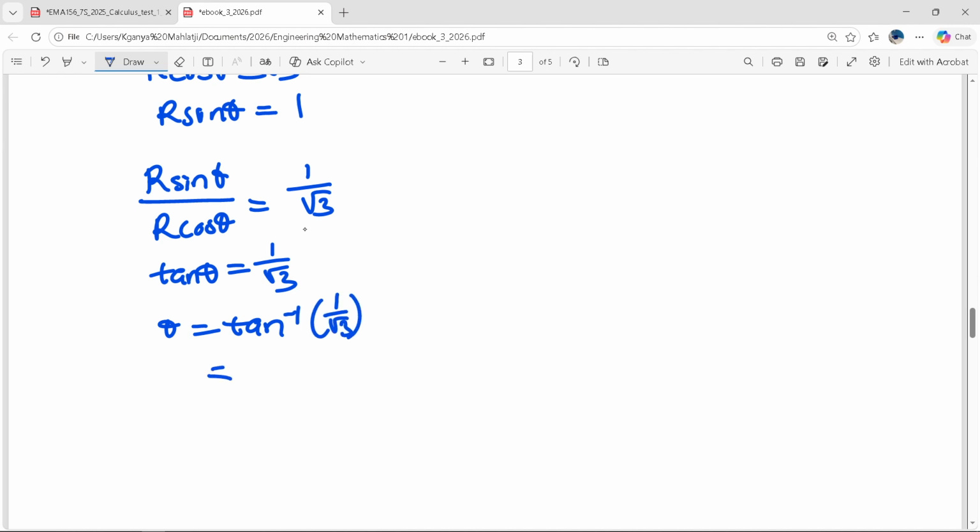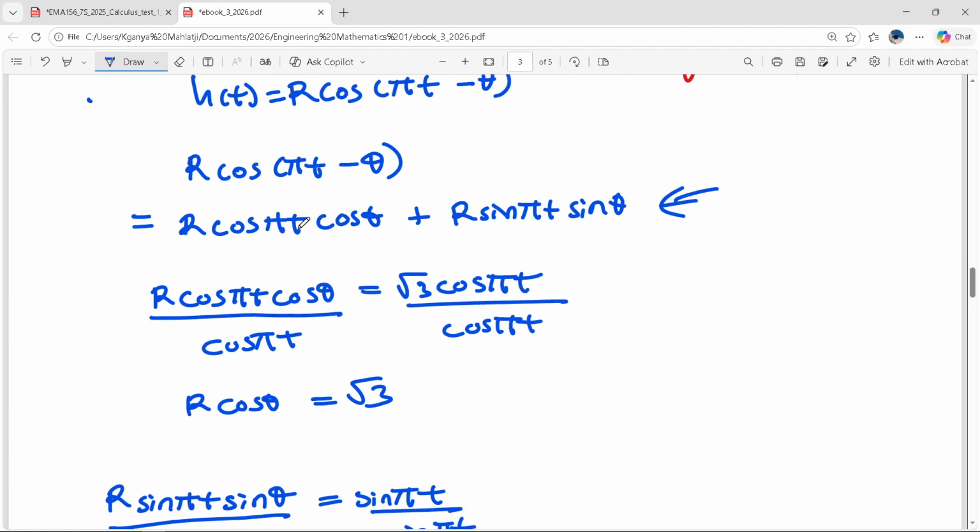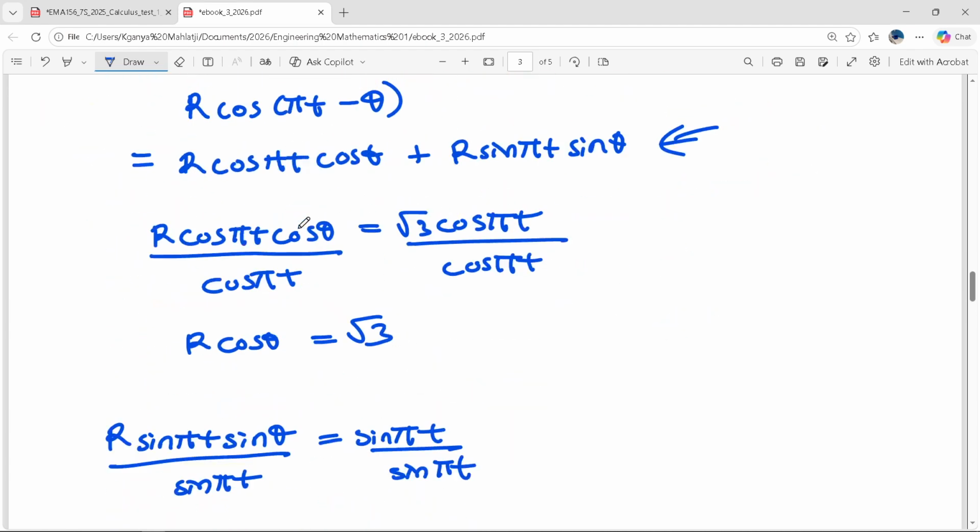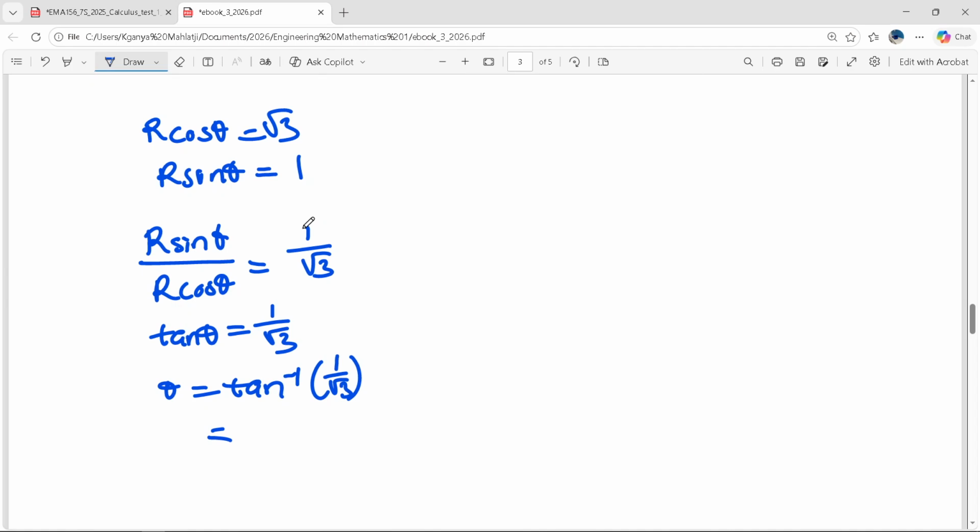Let's check whether we're using radians. You can see we're working with pi. So arctan of 1 over root 3, do not forget you are using radians here. Therefore your answer is pi over 6.